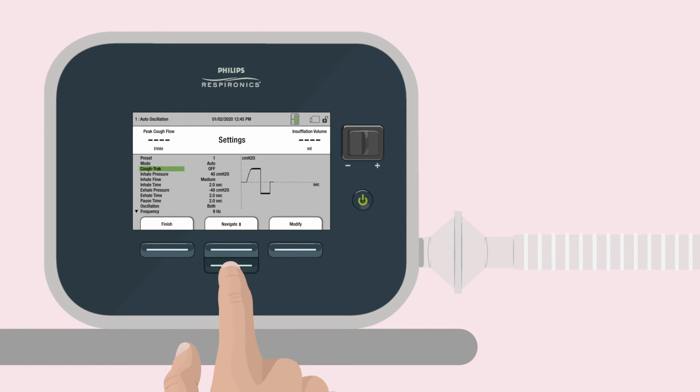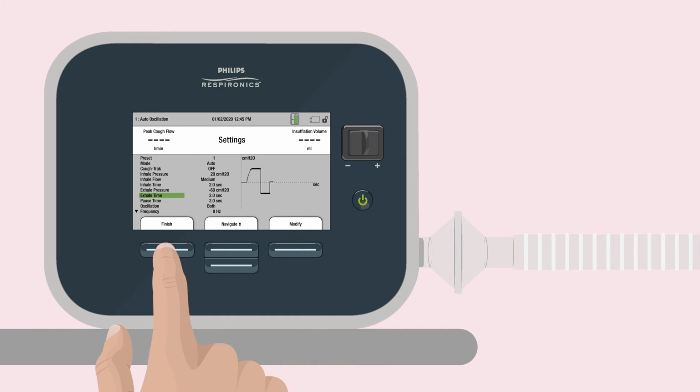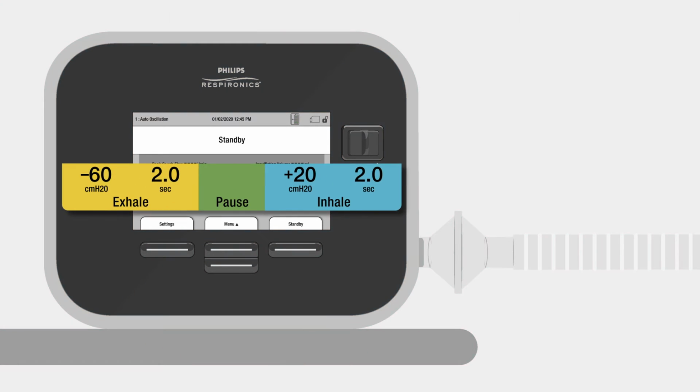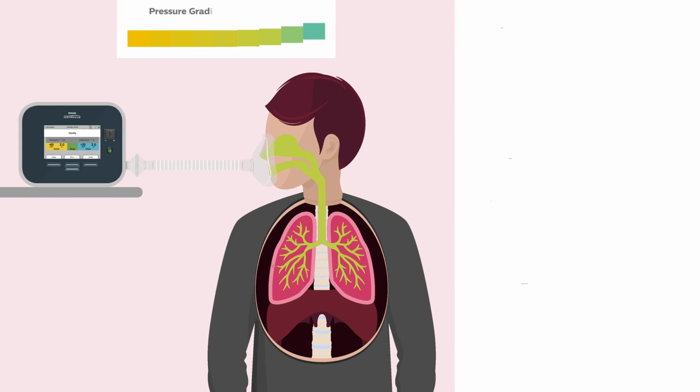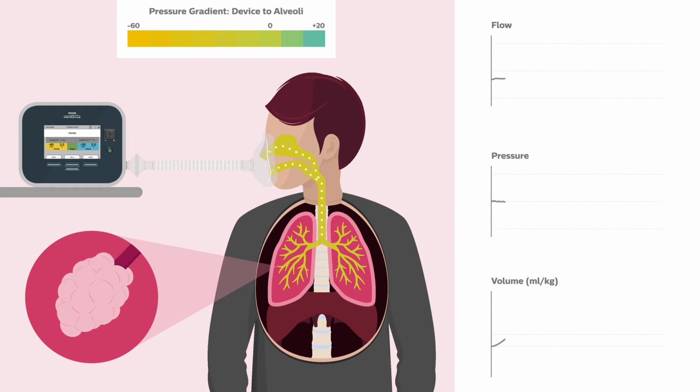In model 2, we're going to stay with the same healthy adult patient profile using the same pressure gradient of 80 centimeters of water pressure. However, this time it will be achieved using asymmetrical pressure settings of plus 20 and negative 60 centimeters of water pressure. Our second model reveals the following. Our model is still depicting a healthy adult, so we still have glottic closure and active compression.